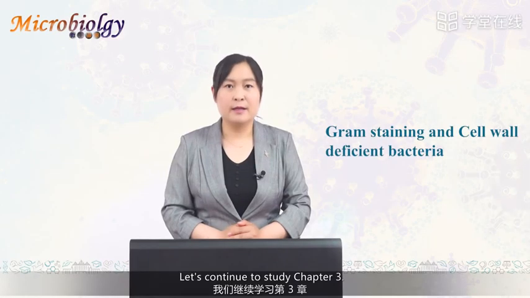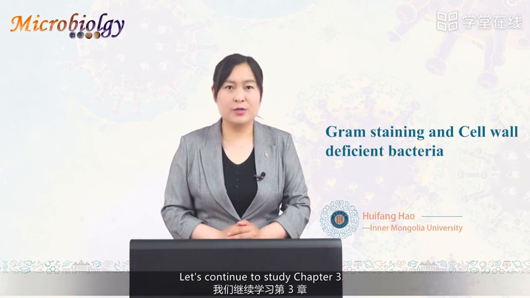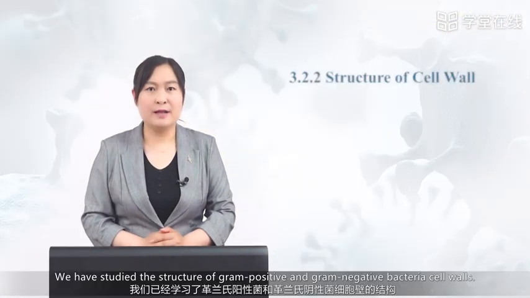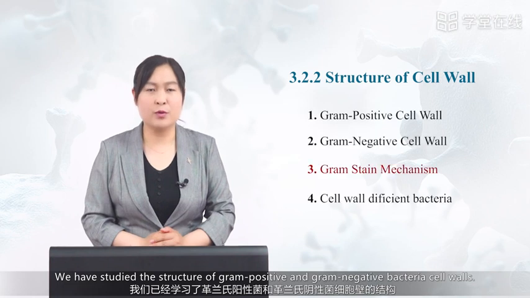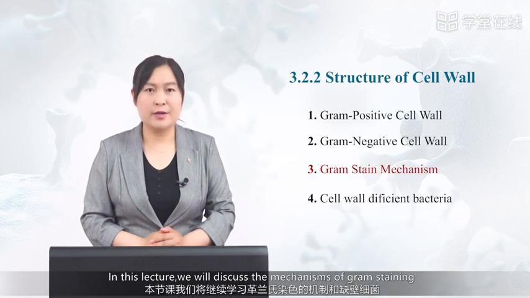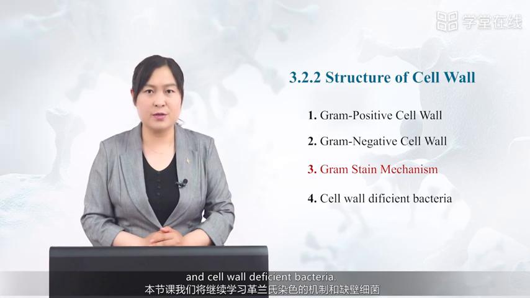Hello class, let's continue to study chapter 3. We have studied the structure of gram-positive and gram-negative bacterial cell walls. In this lecture, we will discuss the mechanisms of gram staining and cell wall deficient bacteria.